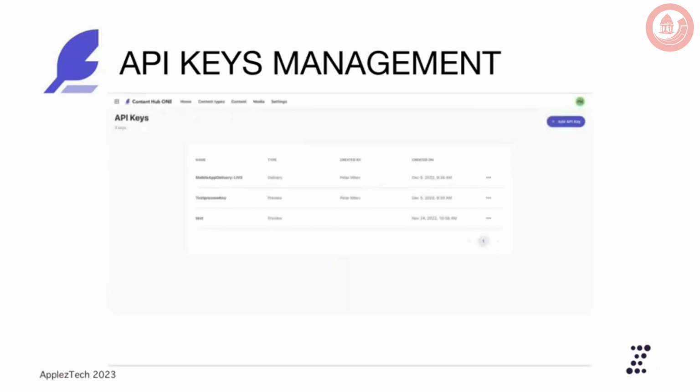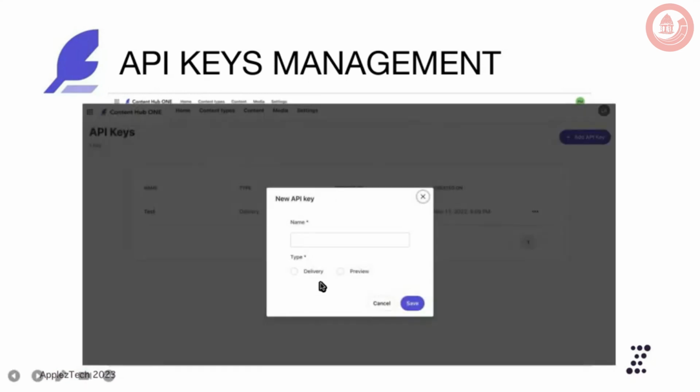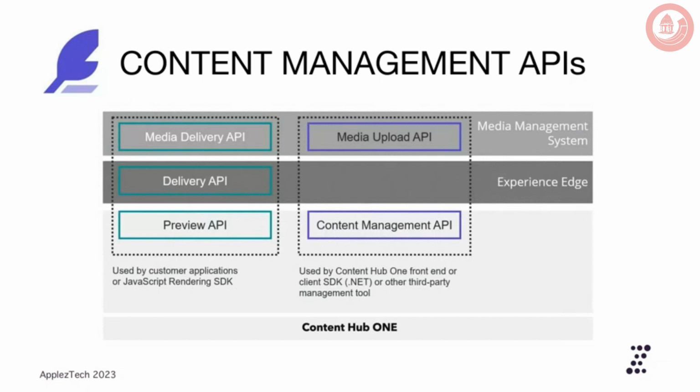And we're talking APIs. That means we will have a section for API key management. So in the settings, you should be able to create the API keys. It gives you two types: delivery and preview. And the difference between them is that the delivery API can be used on the experience edge. So it means that the content is published and available for consumption.